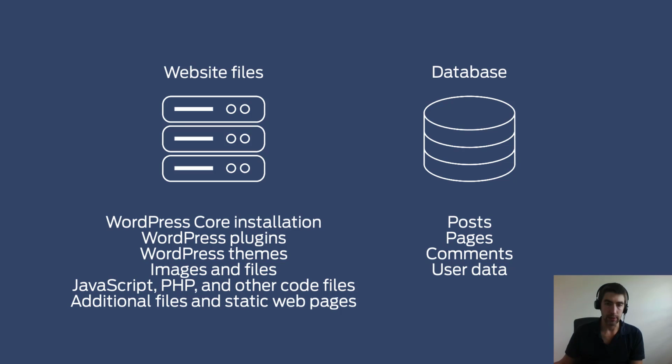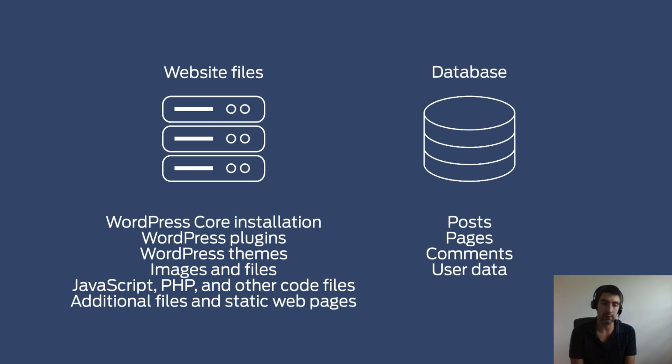Your WordPress website is made up of two components. You've got your website files that reside on the web hosting server where your website is hosted, and also your database files as well. And your database is separate from your front end web server. So there's two components, and both of them need to be backed up.